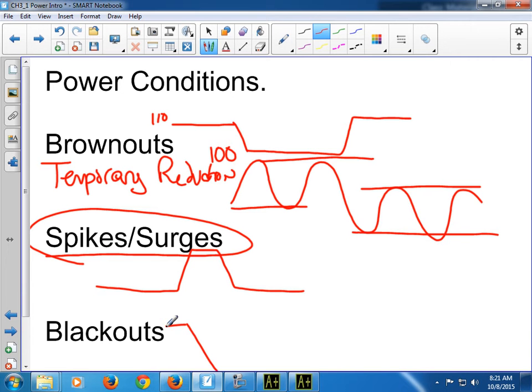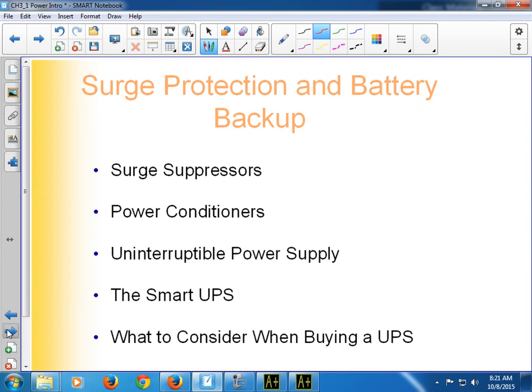So, three power conditions we need to know about. Brownouts, temporary reduction. Spikes or surges, temporary increase. And blackouts, total loss of electrical power. And we have different things that we can use to help with those conditions, things that we can buy for our home or for at school.